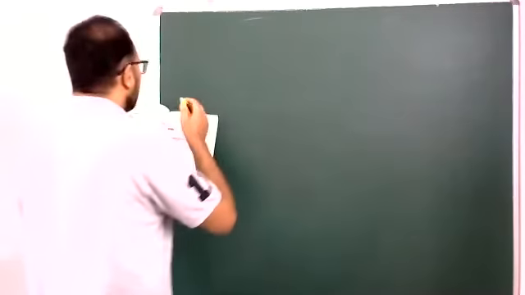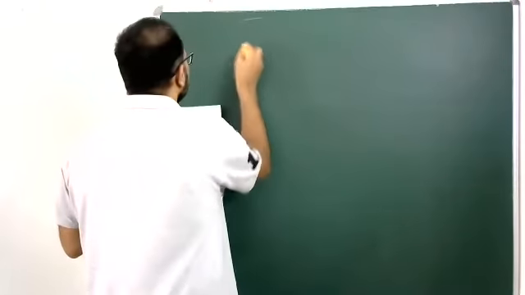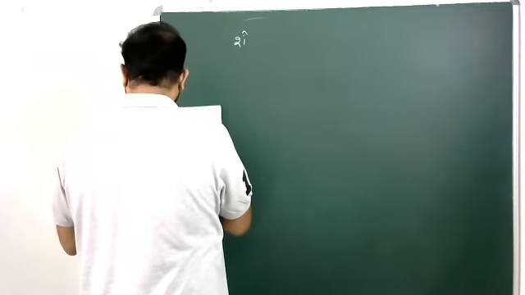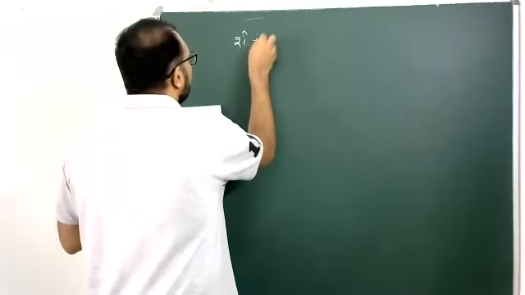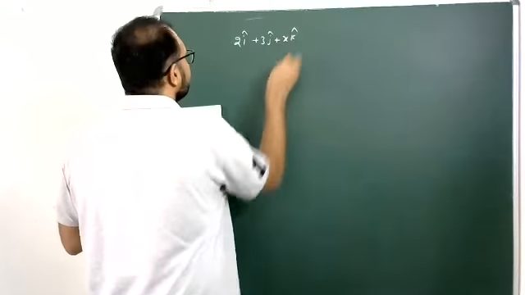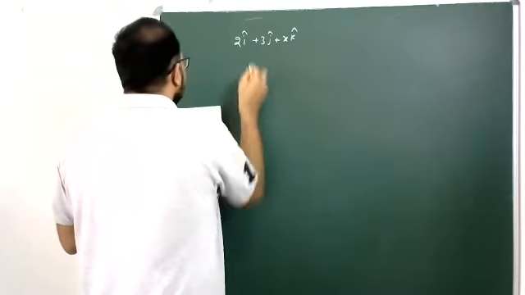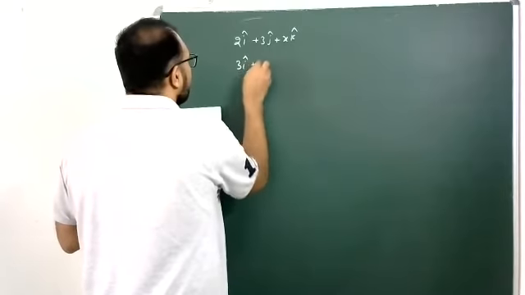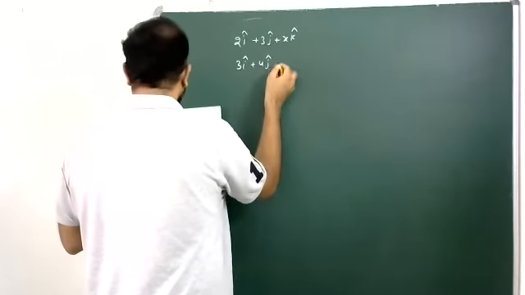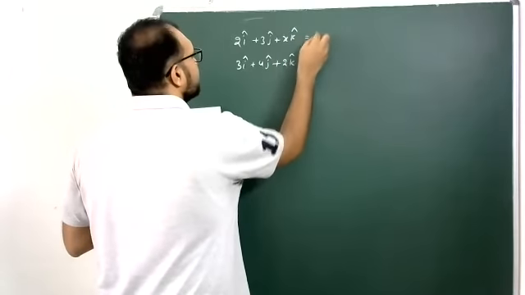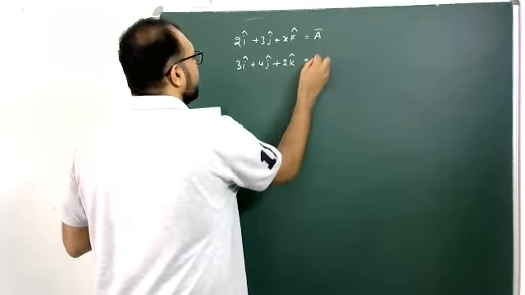Yes, students, one more problem. 2I cap plus 3J cap plus X K cap. Another vector, 3I cap plus 4J cap plus 2K cap. This is A bar and it is B bar.